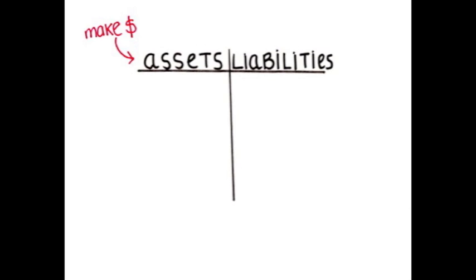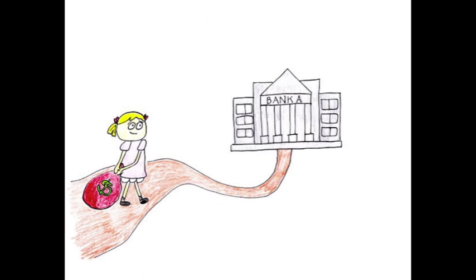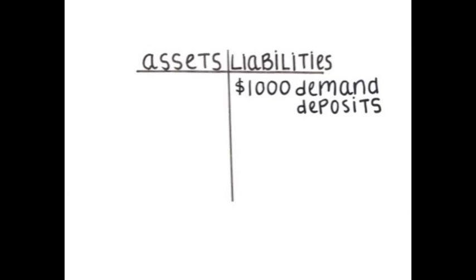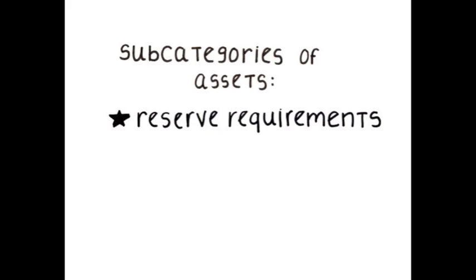Assets are funds that a bank can make money off of. Liabilities are funds that a bank owes to the depositor. So when Jane deposits her $1,000, the bank's liabilities go up by $1,000 in demand deposits. But that's not all. Assets increase by $1,000 as well. There are, however, subcategories of assets, reserve requirements, and excess reserves.